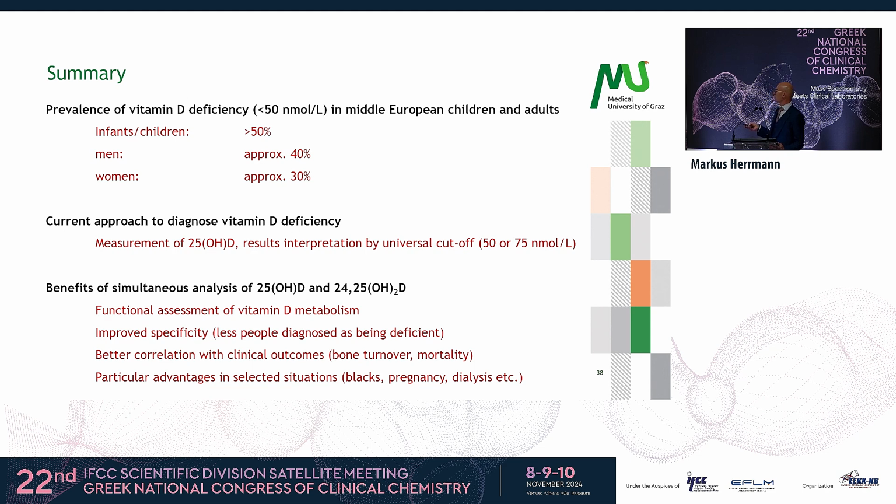So you diagnose fewer people with vitamin D deficiency, and these are probably the ones that really do have a functionally relevant vitamin D deficiency. And therefore, this correlates better with clinical outcome, bone turnover, and all-cause mortality. And it seems to have particular advantages in specific patient groups, such as Black patients, pregnant women, probably dialysis patients.